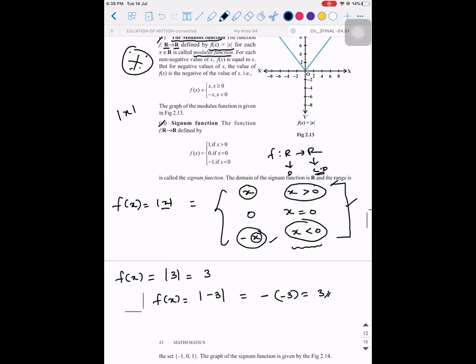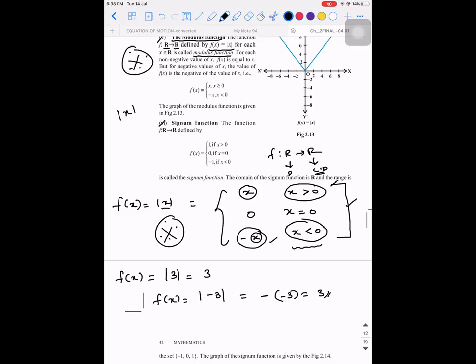So that's why I told you it is very, very important. Have this in your mind. This is used in most of the places. So you remember like this. It is equal to x when x is greater than 0. It is equal to 0 when x is equal to 0. It is minus x when x is less than 0. Understood, sir. Yeah.